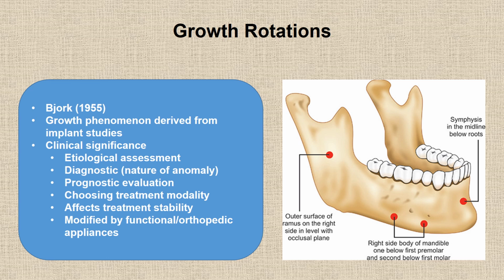Now, the significance of these growth rotations is that they allow an etiological assessment. It also has a diagnostic significance, whereby it helps to elucidate the nature of the anomaly. There's a prognostic evaluation. It helps in choosing the treatment modality. It affects the treatment stability, and these growth rotations can be modified to a certain extent by functional or orthopedic appliances.